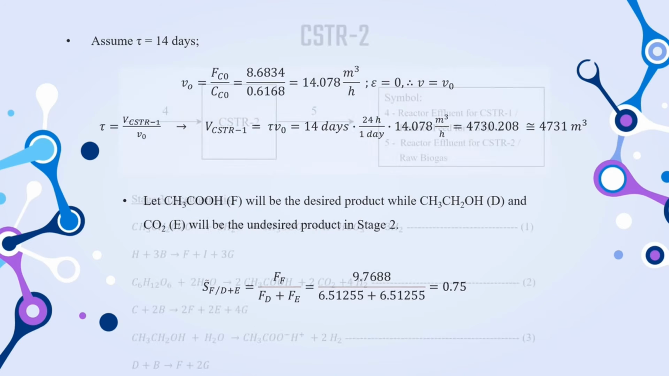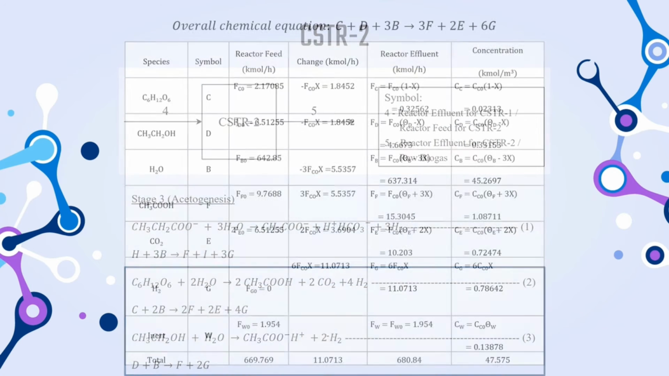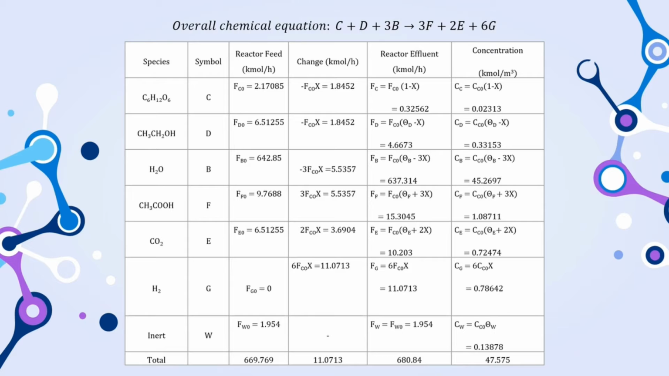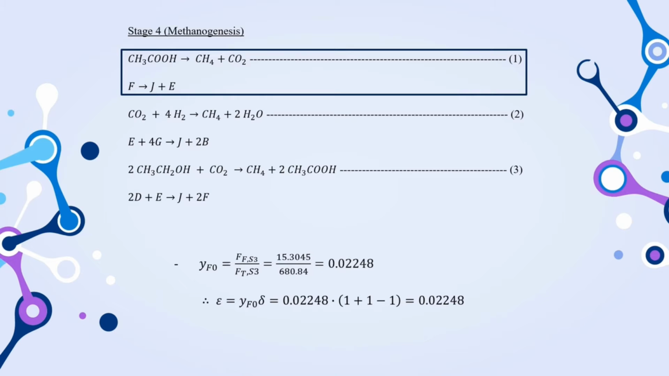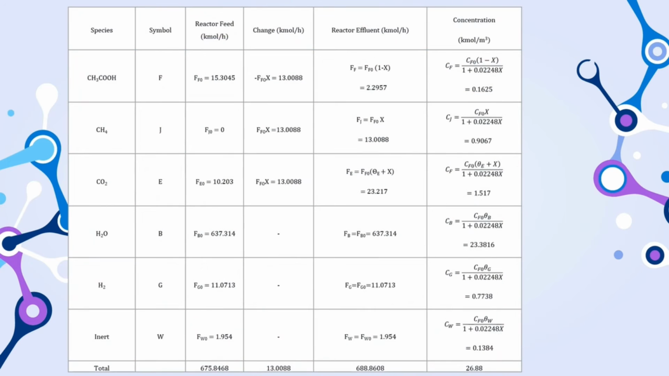In stage 3, reaction 2 and 3 will occur, and this is the overall chemical equation for stage 3. Similarly, the composition of the stream after it completed stage 3 can be calculated using the stoichiometric table. In stage 4, only reaction 1 will occur, and the composition of the stream leaving CSTR2 can also be calculated by using the stoichiometric table.